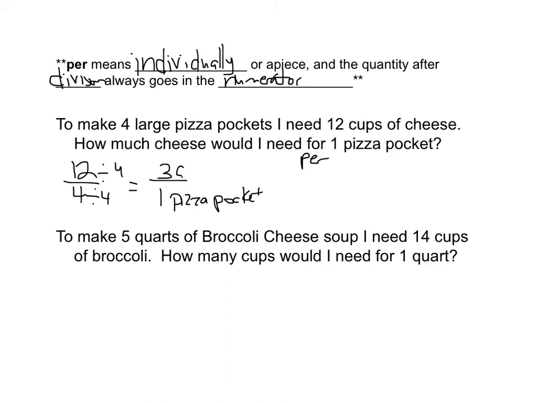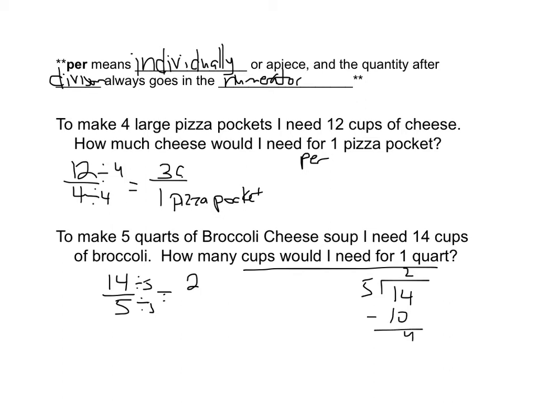Why don't you go ahead and pause the video now and try the next one on your own. So to make 5 quarts of broccoli cheese soup, I need 14 cups of broccoli. So cups per quart. So 14 cups for 5 quarts, and divide each by 5. 5 goes into 14 with 2 left over. So if you wanted to do the division, 2, 4 left over, like 2.8. So it'll be 2.8 cups per quart.